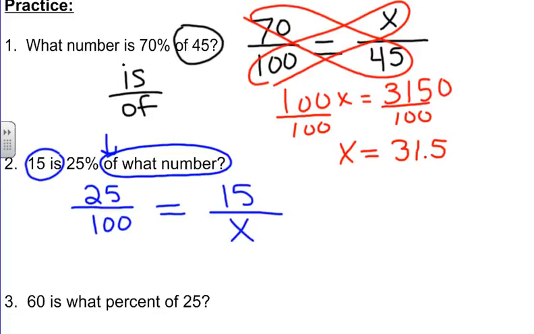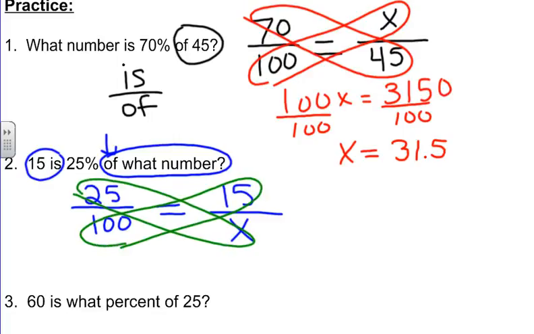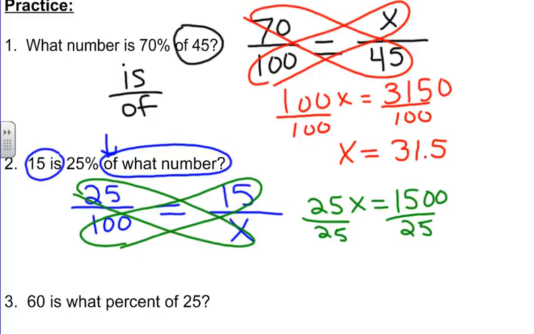Now we have to cross multiply and solve. When I cross multiply, I get the equation 25x equals 1500. So now to isolate x, I divide each side by 25. And we will get x equals 60. So 15 is 25% of the number 60.